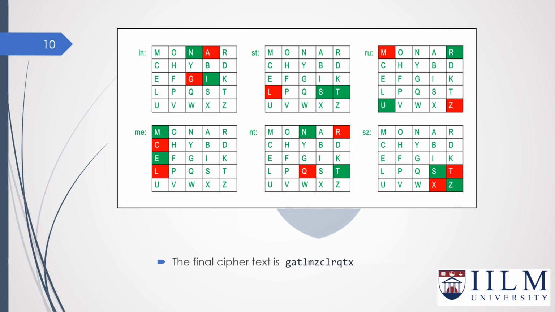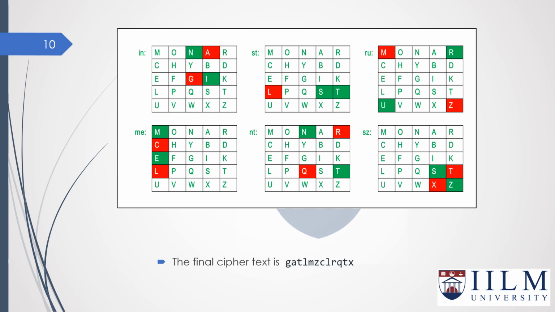So first one is IN. Here the green is our plain text and the red one is our cipher text. So IN, I and N. So conjunction. This is G, and if we go I to N, this side we got G. If we go I to N, this side we got A. Okay. So our first cipher is GA.